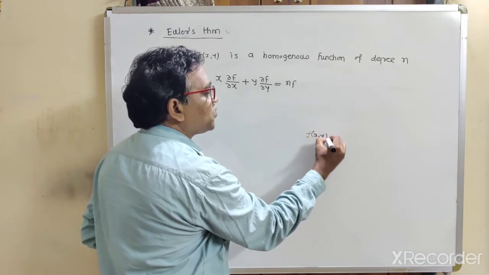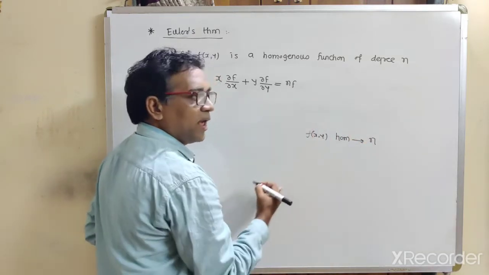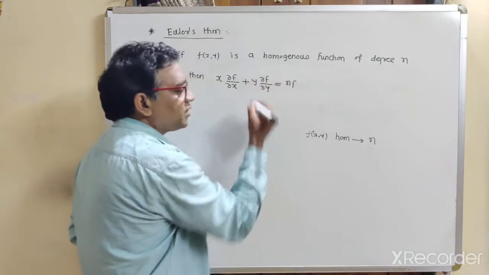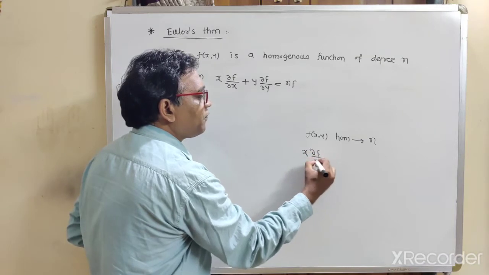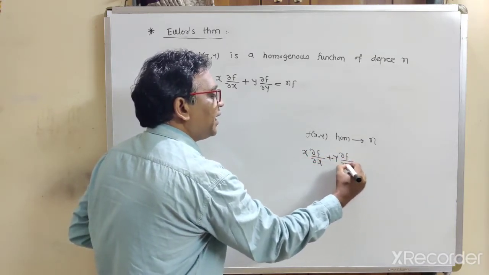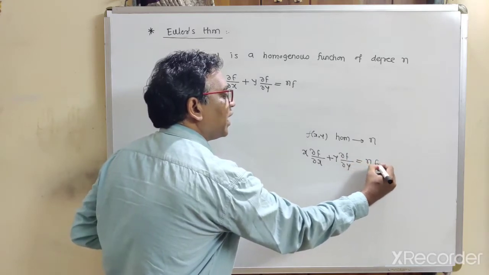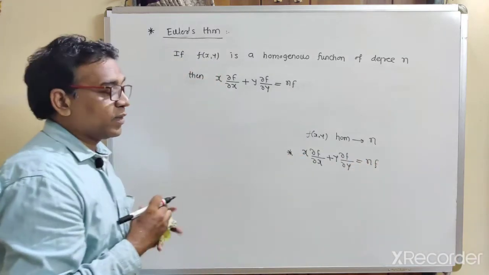If f(x,y) is a homogeneous function of degree n, then what is Euler's theorem? x into del f by del x plus y into del f by del y is equal to nf. This is the statement of Euler's theorem.